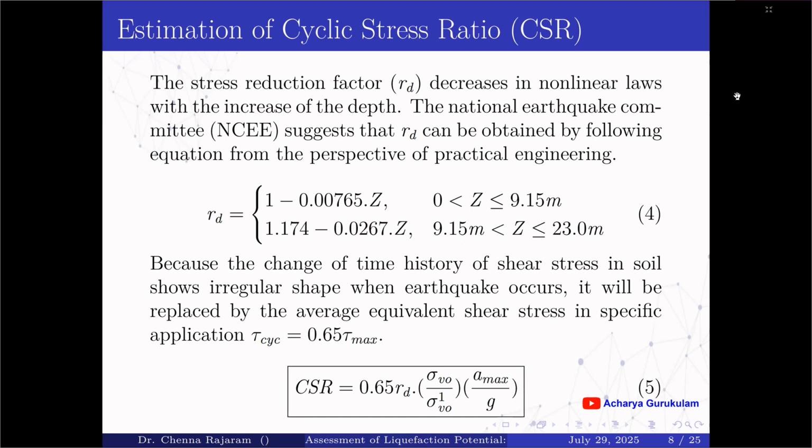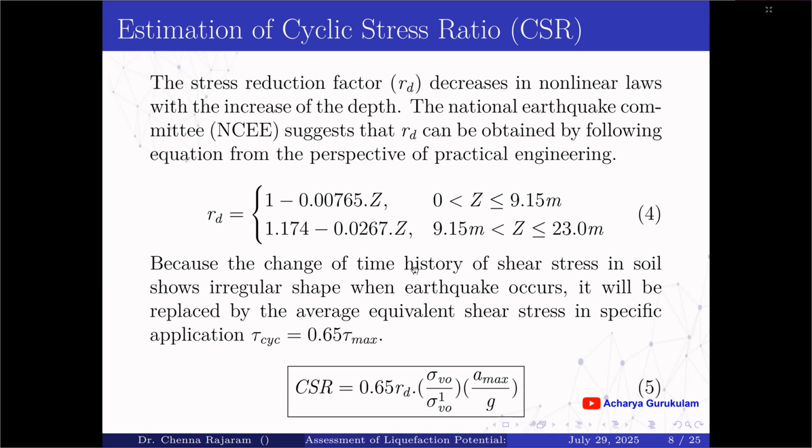The National Center for Earthquake Engineering, NCEE, suggests that RD can be obtained by the following equation from the perspective of practical engineering, where RD is equal to 1 minus 0.00765 into Z, where the Z value is between 0 and 9.15 meters. And if the Z value is beyond 9.15 meters, up to 23 meters, then we use RD equal to 1.174 minus 0.0267 into Z.